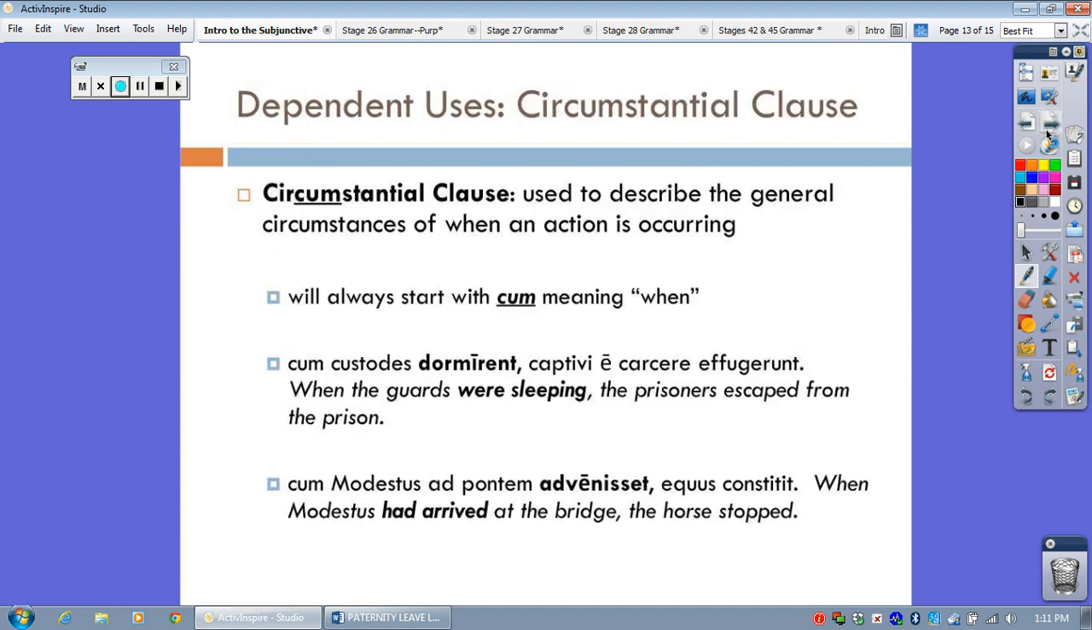And then when we got to last year, there were two types of clauses in which a subjunctive would be used. The first is called a circumstantial clause, again, describing the general circumstances. And I underline cum, of course, because circumstantial clauses always start with cum, and cum here means when. So, for example, cum custodes dormirent, when the guards were sleeping. That doesn't tell us exactly at what moment. Could be hours that the guards were sleeping. They could have been sleeping 8 hours, and at some point during that 8 hours, the prisoners escaped. So there's a little bit of vagueness there.